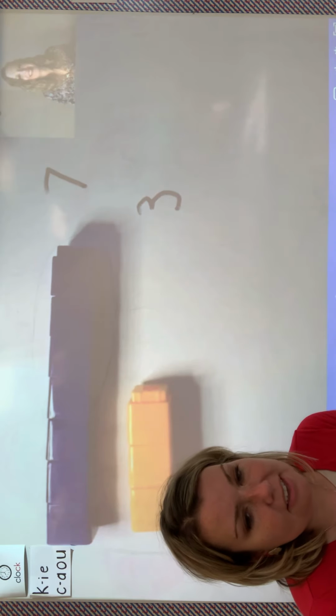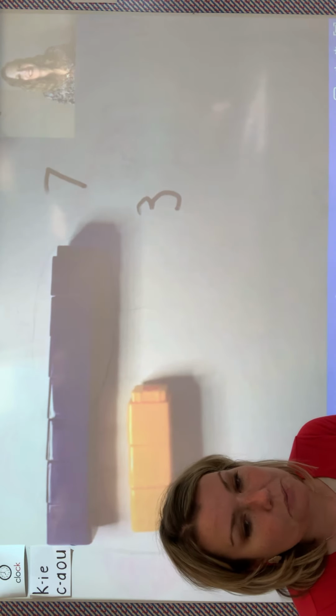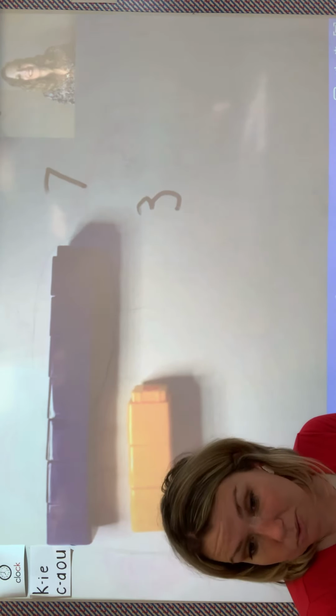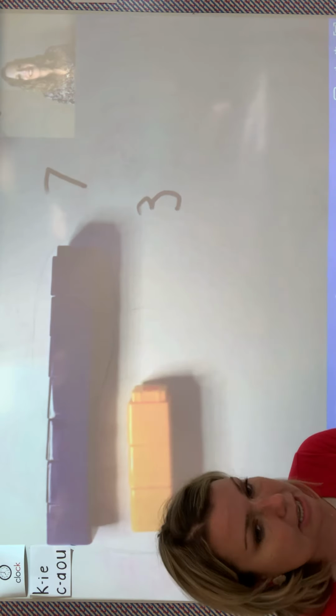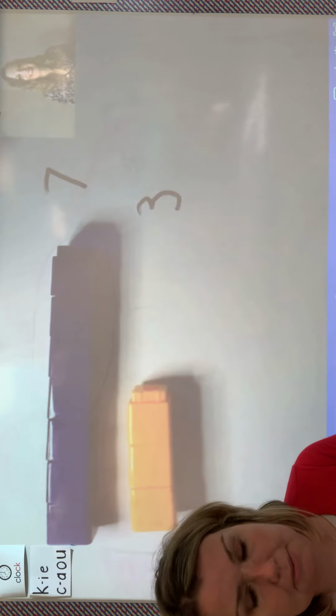The only thing I can think of is maybe by writing all the numbers out and then looking at which number comes first and which number comes last. Let's see what Miss Emily says. I heard a friend say that they can tell that 7 is more than 3 because 7 is longer than 3. Great job.